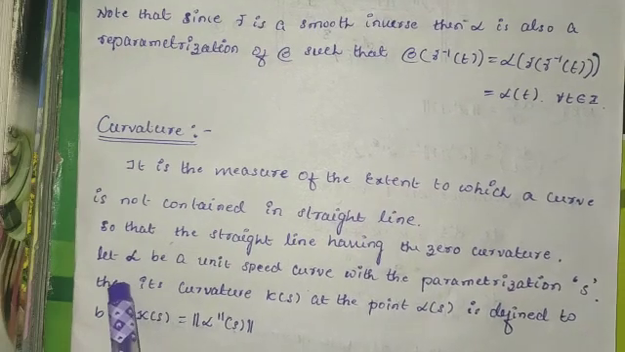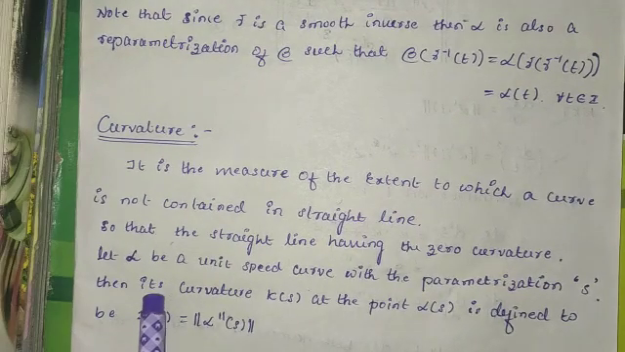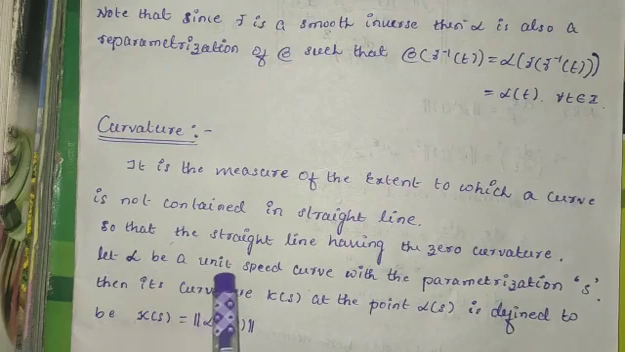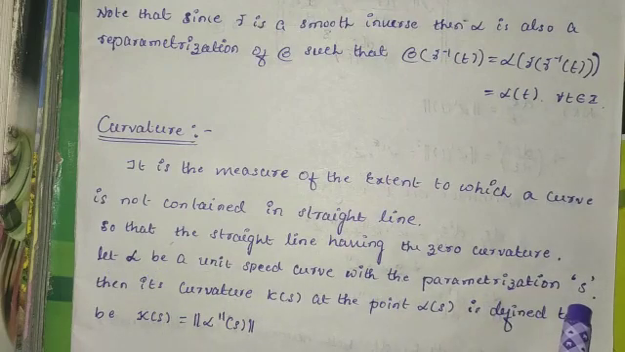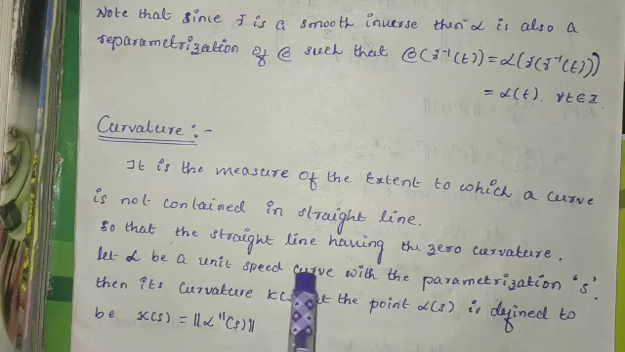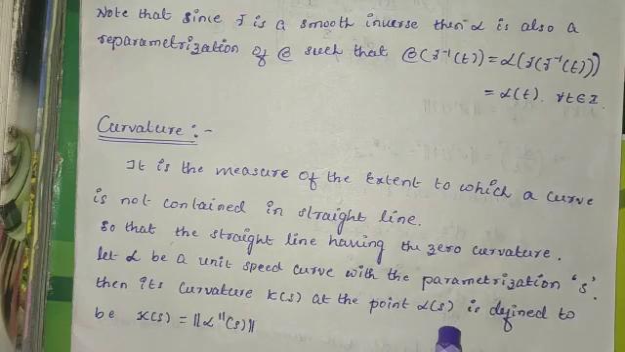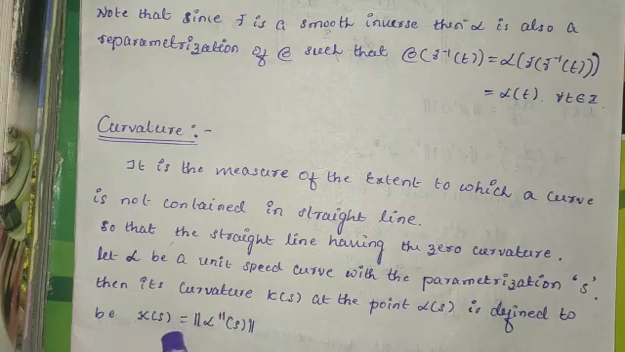So similarly, now we have to define the curvature of a parameterization s. Look here, let alpha be a unit speed curve with parameterization s, then its curvature can be represented as k of s at the point alpha of s. We define k of s, the curvature, as equal to the norm of alpha double dash of s. Okay, this is the curvature definition. So we will keep using this curvature definition in the next theorem.